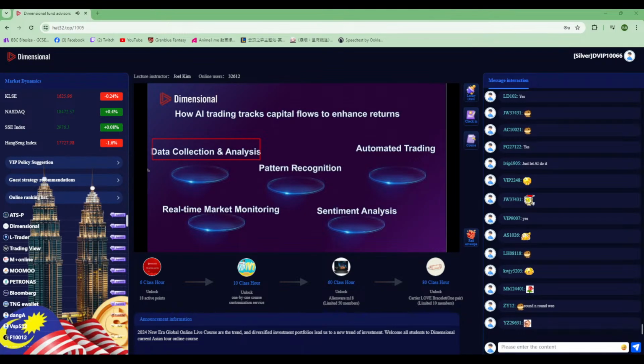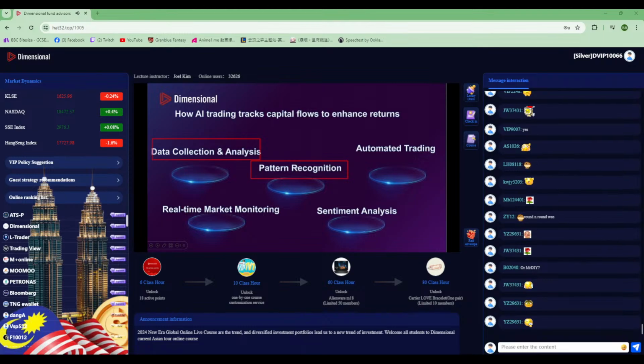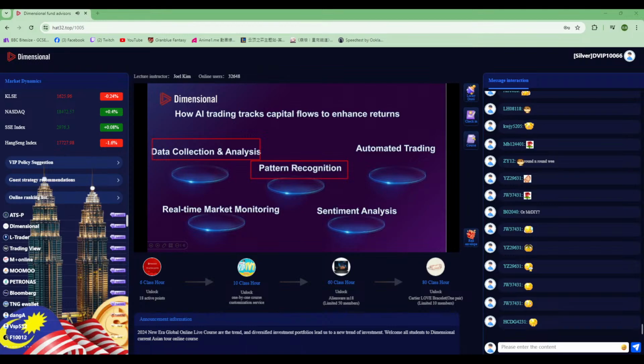By analyzing vast amounts of data, AI can pinpoint which stocks or which market sectors are attracting significant capital coming in. Understand? Now, the second powerful thing is pattern recognition, where AI uses advanced algorithms to recognize patterns in capital flows that may indicate future market trends. So AI trains models to identify complex patterns in capital flows that may not be visible to analysts. This is very powerful.